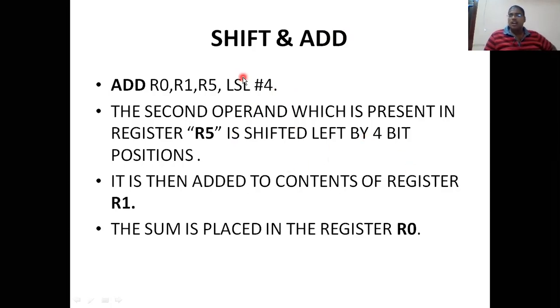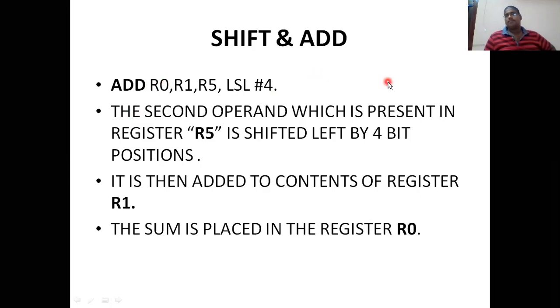Next, after shifting this, we'll get some value. That means we'll get an updated r5 value. That updated r5 value is going to be added with the contents of r1. After that, whatever result you get is going to be stored in the r0 register. So overall, this is the concept.